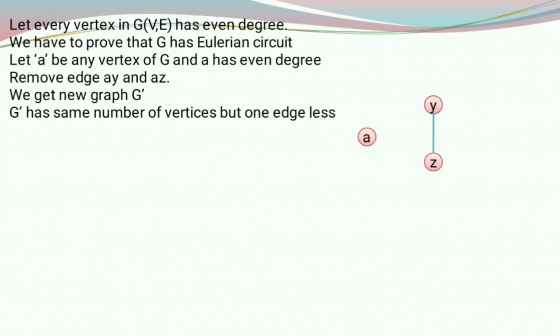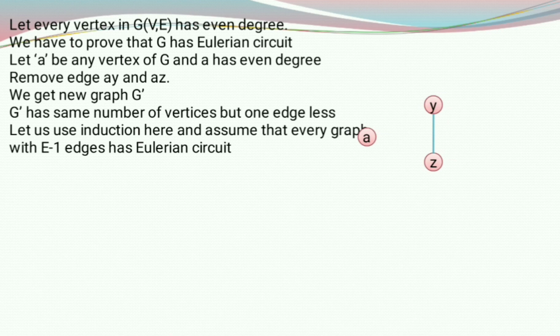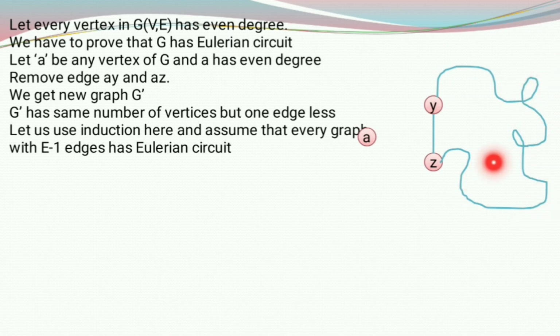By using induction, we will assume that G dash has an Eulerian circuit. So we assume that G dash, the graph obtained by removing these two edges and joining these two vertices, has an Eulerian circuit. The Eulerian circuit will be something like this. It will start from here, go around, and come back here. So from this Eulerian circuit, we'll make the Eulerian circuit of G.